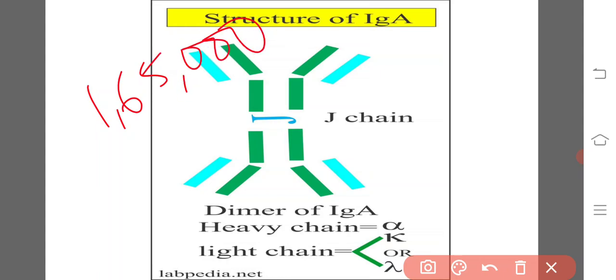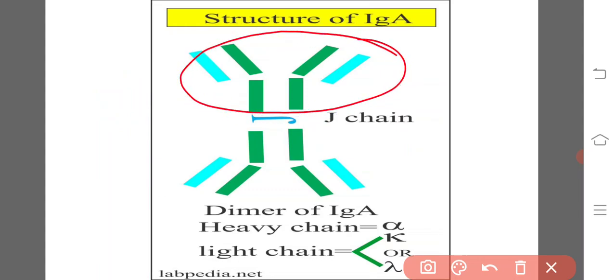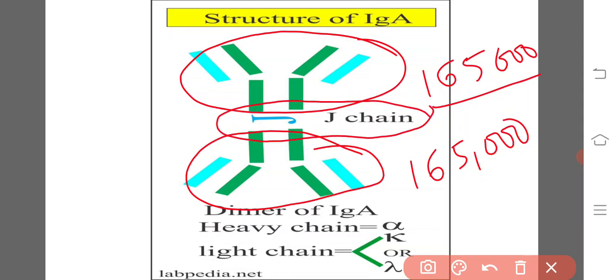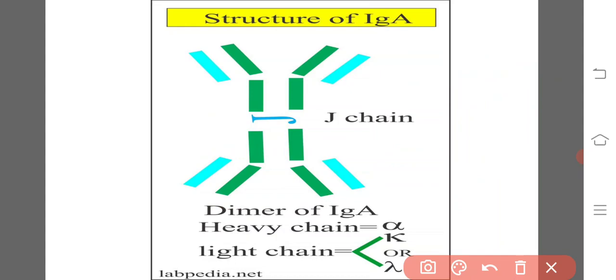During the synthesis of IgA by plasma cells situated in various epithelia of the body, two monomeric IgA molecules become joined by a J chain. This is one monomer of IgA and this is another monomer of IgA. Each one has a molecular weight of 1,65,000 daltons. Both of them are connected through a joining chain, which is nothing but the J chain. The J chain, synthesized by the same cell that makes the IgA, is attached to the IgA molecules by disulfide bonds. So whenever two monomers are joined, it is called a dimer.